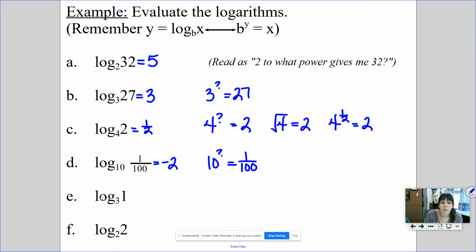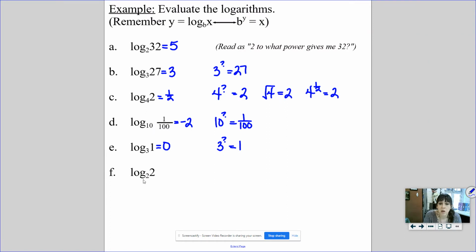2 more. Log base 3 of 1. So 3 to what power equals 1? That's what you're thinking in your head. 3 to what power equals 1? Well, anything to the power of something equals 1, right? Anything to the power of 0 is equal to 1.